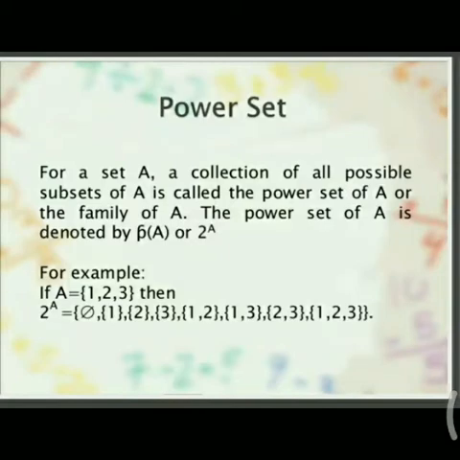Power set. A collection of all possible subsets of a set A is called the power set of A. To write the power set of A, we write all possible subsets of the given set and then we put them in a set with curly brackets. Then it is said to be a power set. For example, we have written a set A here which contains 3 elements. We have written all possible subsets of this set and they are included in curly brackets.